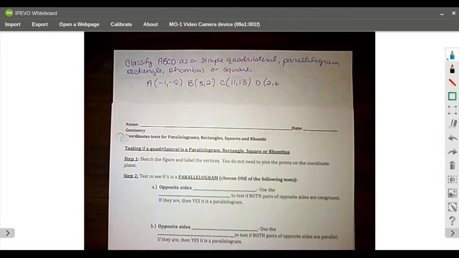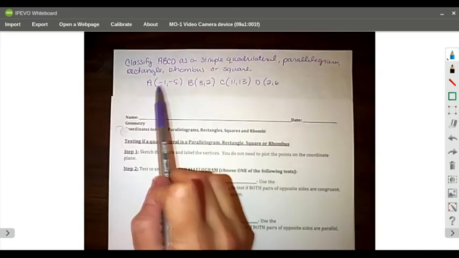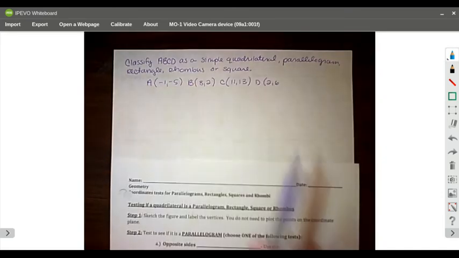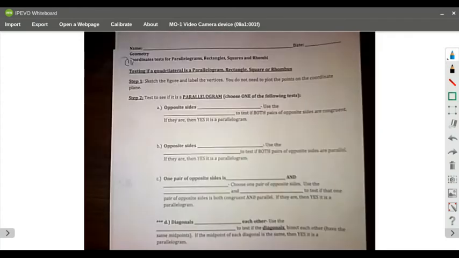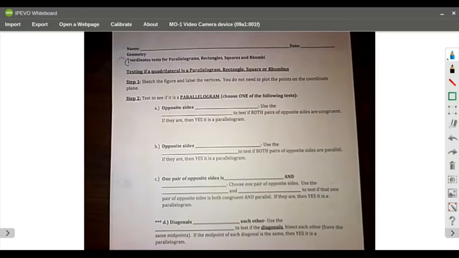Hi everyone. So this next section is called coordinate tests, or that's what I call it anyway. And basically, you're given the coordinates of a quadrilateral. So this is the example that I'm going to be doing while I'm doing these. Like these notes, it's kind of just directions on how to do it.